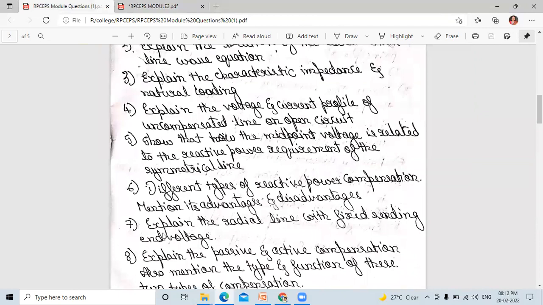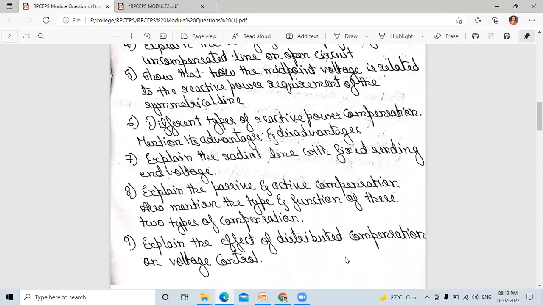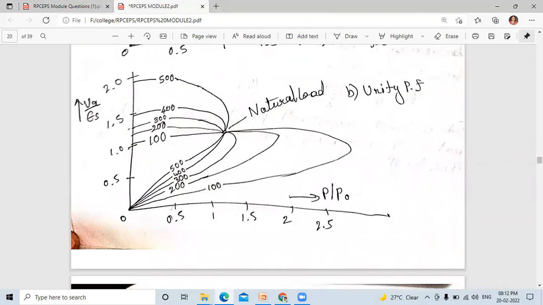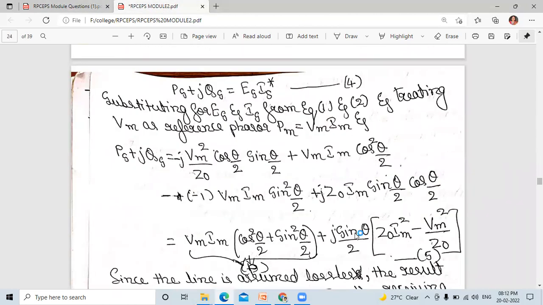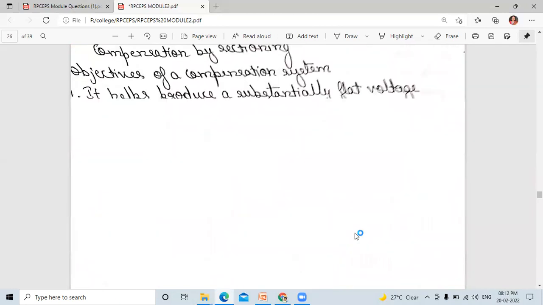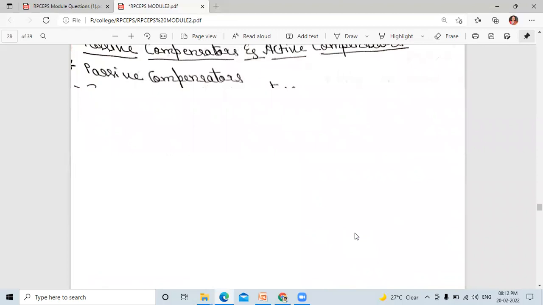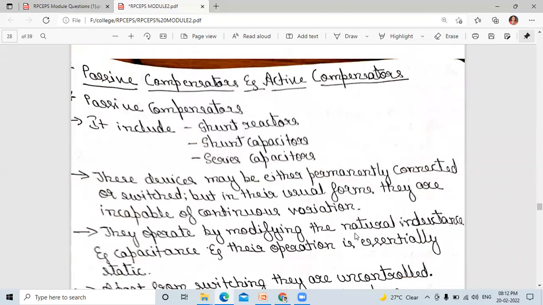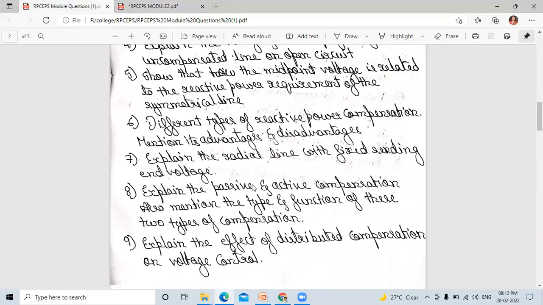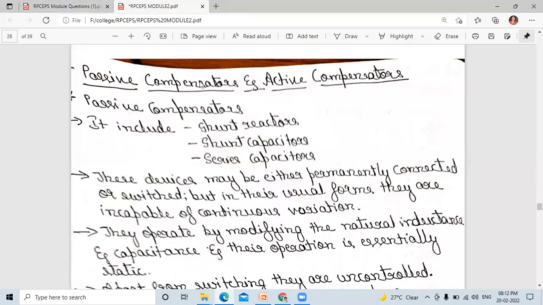Next, explain the passive and active compensation. Also mention the type and function of these two types of compensation. It is from the last unit. Passive compensators and active compensators. Regarding passive compensation, you write 5 points, and for active compensation, you write 5 points. They have asked to explain the passive and active compensation, and you also need to mention the functions.